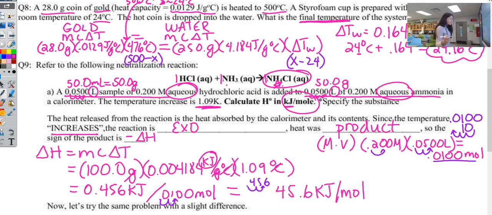Okay, there's one more thing that we need. We need the sign. We need to make sure that we remember to put the sign in. Because we said that the temperature was increasing for the reaction, I know that this should be negative, and so that is my final answer.